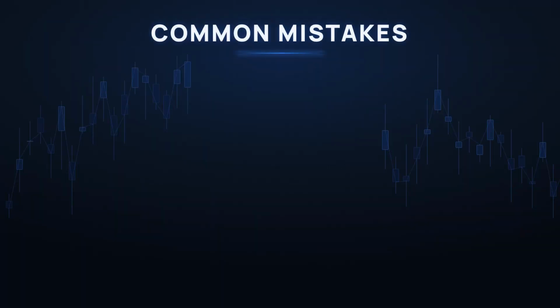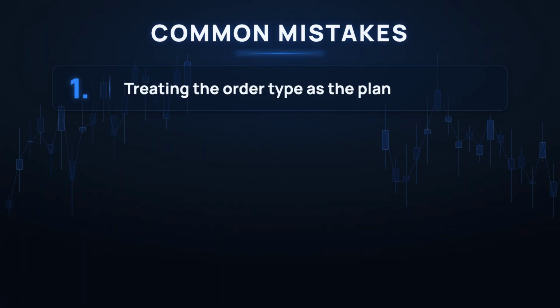So before we wrap up, 3 mistakes worth flagging. First, treating the order type as the whole plan. An order type is just a tool. It won't tell you where to enter or where to exit. It won't tell you how much to risk or whether the trade makes sense.